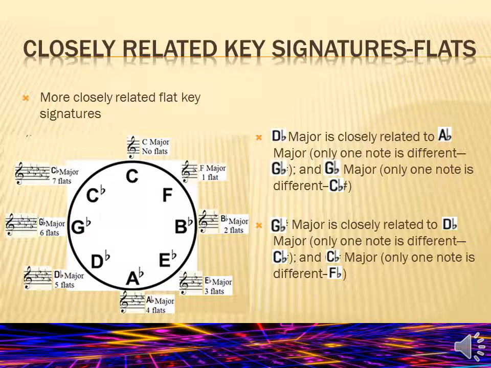More closely related flat key signatures. D flat major is closely related to A flat major, only one note is different, G flat, and G flat major, only one note is different, C flat. G flat major is closely related to D flat major, only one note is different, C flat, and C flat major, only one note is different, F flat.